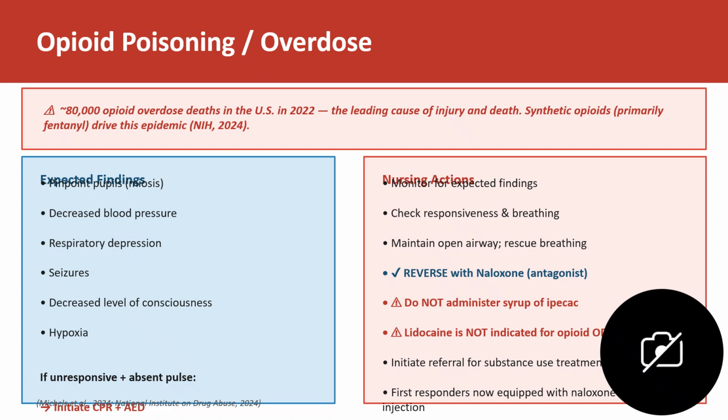And key nursing actions are maintaining a patent airway, providing rescue breathing, and administering naloxone, an opioid antagonist, as a primary reversal agent. But do not administer syrup of ipecac, and know that lidocaine is not indicated in opioid overdose either. So, after stabilization, initiate a referral for substance use treatment. And importantly, first responders are now equipped with naloxone for emergent administration in the community.